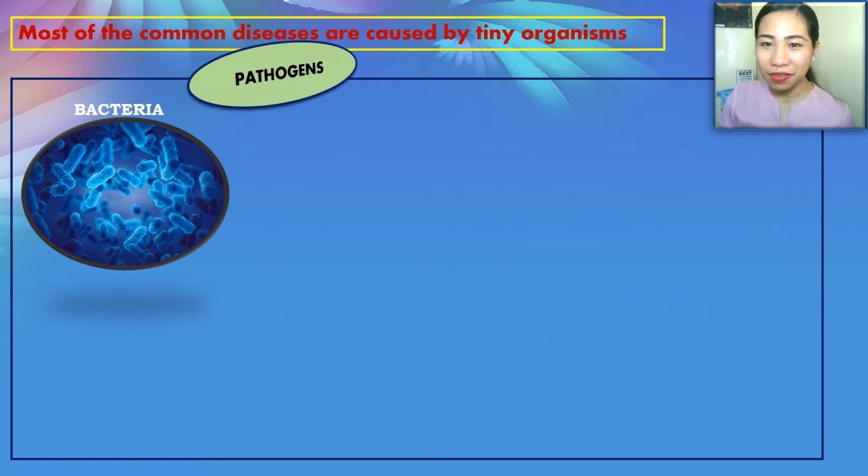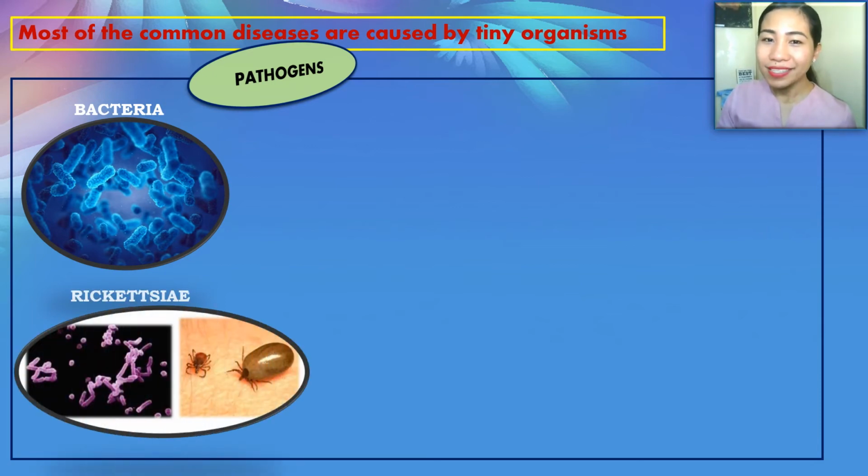Next, we have the Rickettsia. Rickettsia are organisms that are considered intermediate, that is, somewhere between a virus and a bacterium. Most of them grow in the intestinal tracts of insects, which carry them to their human host. Rickettsia require living cells in order to grow and multiply. Blood-sucking insects such as lice, mites, and ticks carry rickettsia to humans.